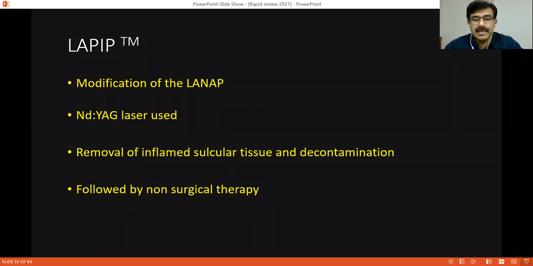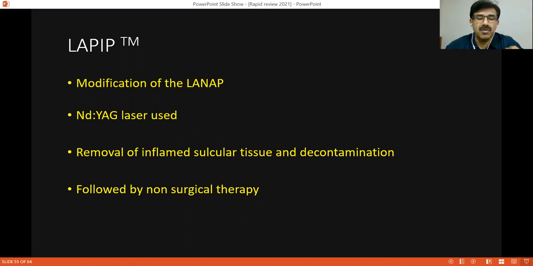And there is a protocol that has been developed, which is known as the LAPIP protocol. It is almost a modification of LANAP. LANAP is laser assisted new attachment procedure. That is, LAPIP is laser assisted periimplantitis protocol.